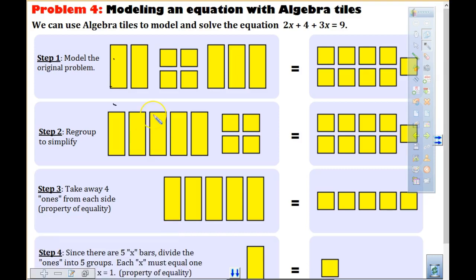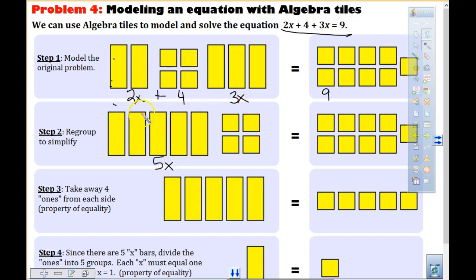So this was originally what you are writing down. This was the 2x. This was the 4. This was 3x. This was the 9. So this exact equation, this is the model of it. They said they regrouped them. How many x's can we see all together now? 5. Now we saw 5 x's before. It's just that they were kind of spread out, right?